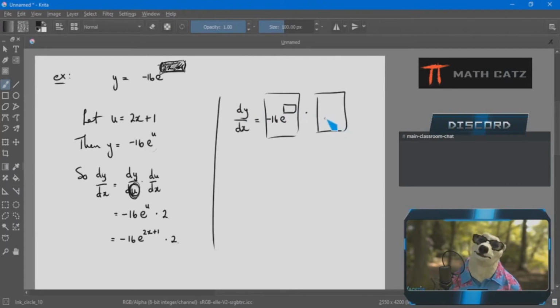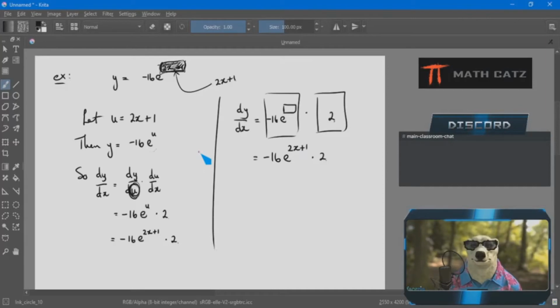Times, says the chain rule, the derivative of that something. Okay, now I have to go look at it and see what is the detail of that inside function, that something. Oh, it's 2x plus 1. Its derivative is 2. And I can finish it. I'm just running out of space there. By inserting what the detail of the something is that previously we called u.